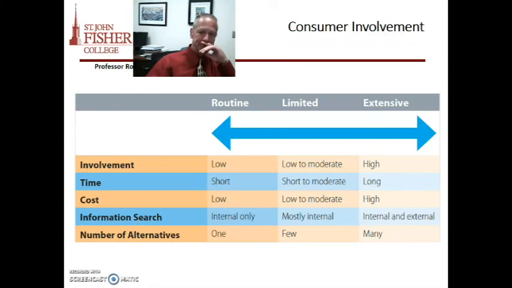Then you've got limited, which is low to moderate involvement, short to moderate time. The information search is mostly internal, but you might use a little bit of external. The cost is low to moderate, and the number of alternatives is few. And then, of course, you've got extensive consumer involvement, which has long time, high cost, high involvement, both internal and external search, usually a pretty extensive external search, and then you've got a lot of alternatives to choose from.